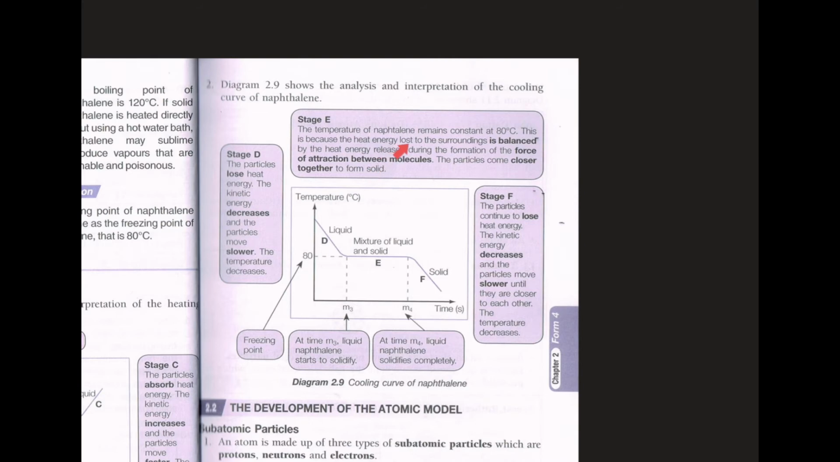Okay, so what they are trying to say is the surrounding is very cold. The particles keep giving energy to the surrounding, or energy keeps being lost to the surrounding. But at the same time, they form forces of attraction, which release energy. And this energy is balanced with the energy lost to the surrounding. And because of that, temperature remains constant.